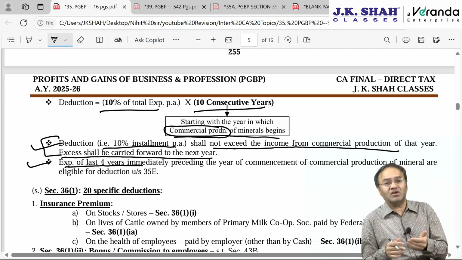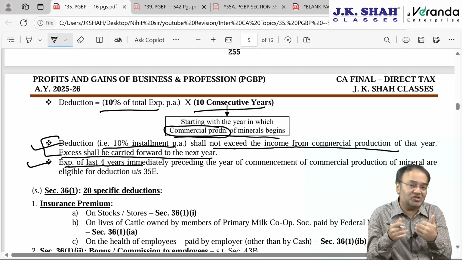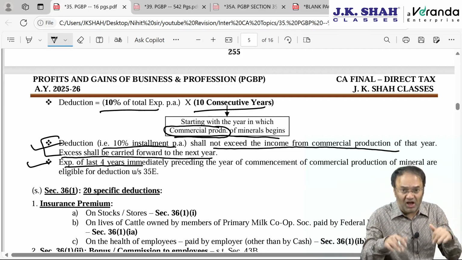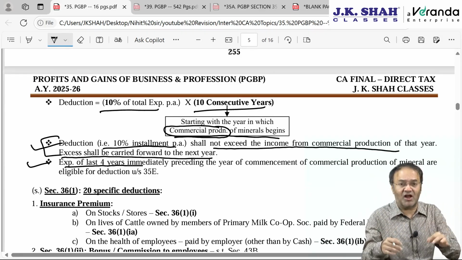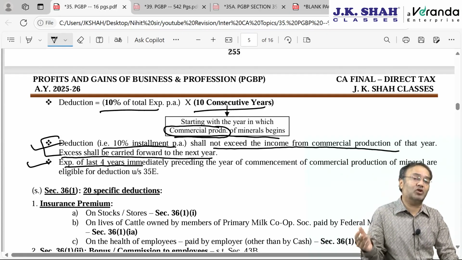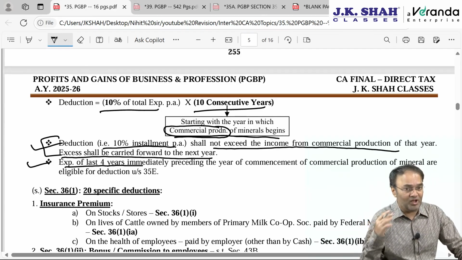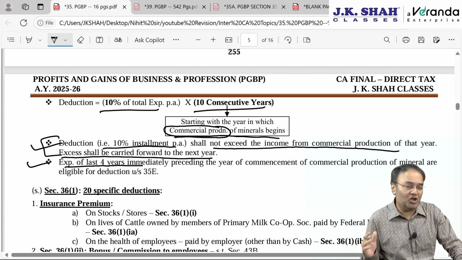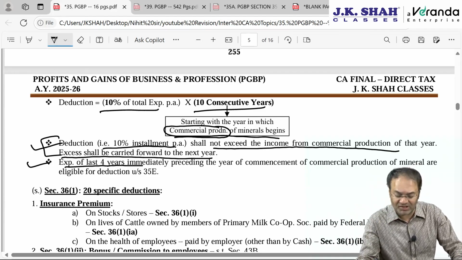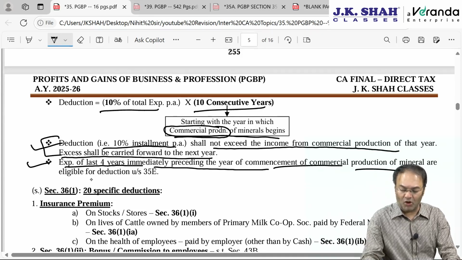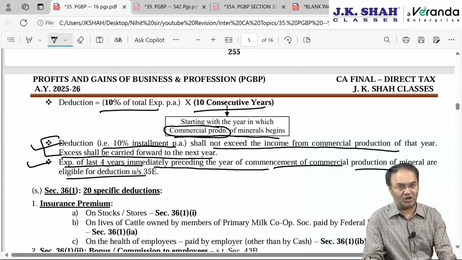See, expenditure incurred from the current year onwards will be allowed as a 100% deduction in the same year. Once the commercial production begins, thereafter whatever expenditure is incurred is going to be allowed otherwise also. Here we are talking about pre-commencement period expenditure before the commercial production begins, which will be allowed in 10 installments over a period of 10 years, starting with the year of beginning of commercial production. But going backwards, how many years allowed? 4 years immediately preceding the year of commencement of commercial production of minerals are eligible for deduction under 35E.